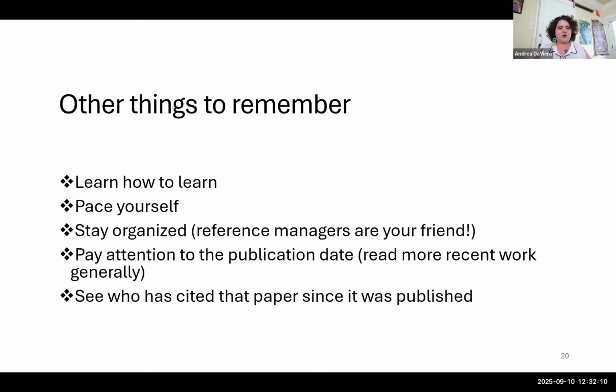And then the last thing to note, and this might have to do a little bit more with reading for the sake of a literature review, is that it's really important to see not just the citations in that paper, like what did that paper cite, but who has cited this paper since it was published. That could be another really important way to look at the progression of ideas, and to look at other people's criticisms or how they've made sense of the work.